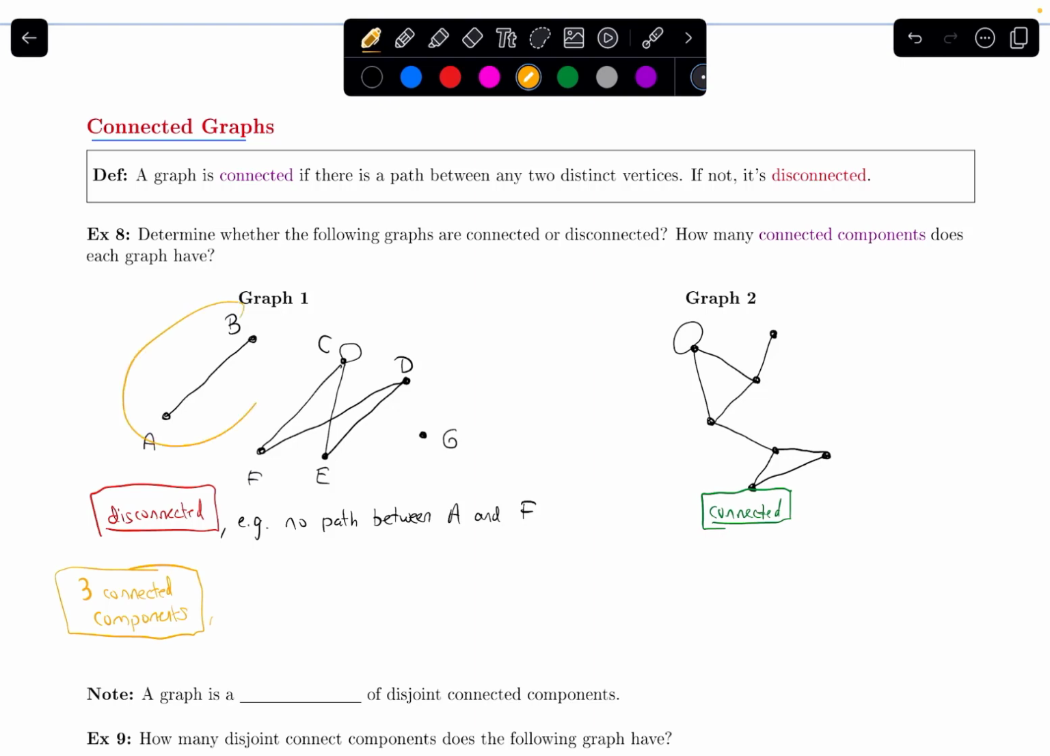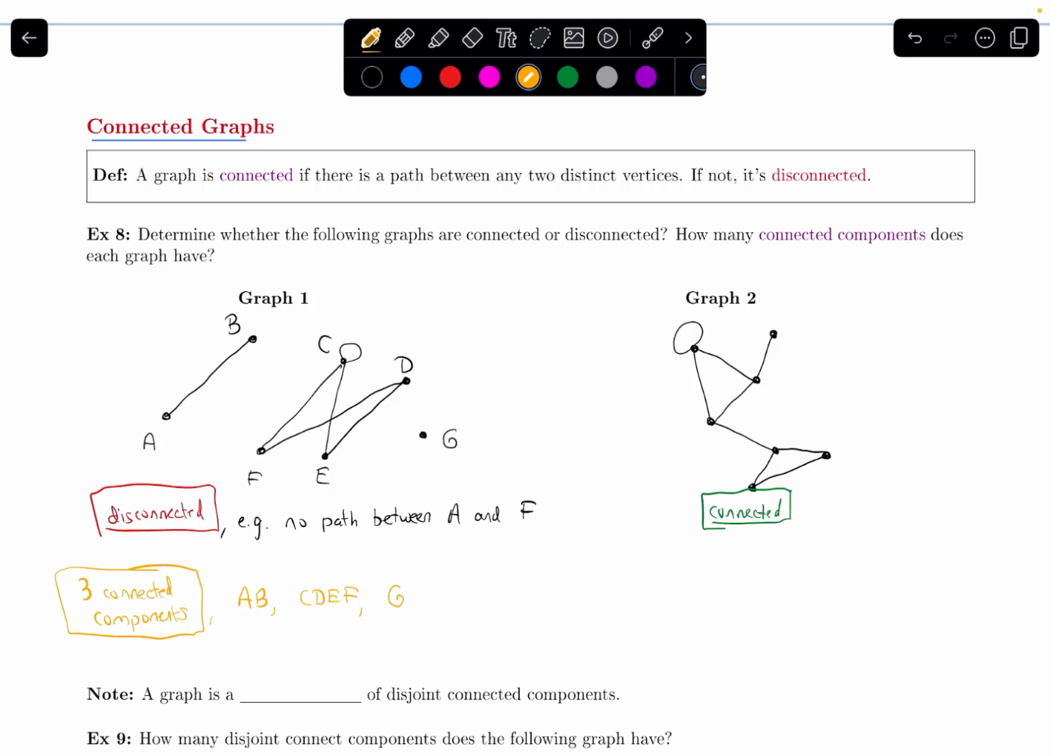And one of those pieces is AB. AB is one piece. One piece is this set of 4 vertices, C, D, E, F. And then finally, I got this isolated vertex, G. That is a connected component.